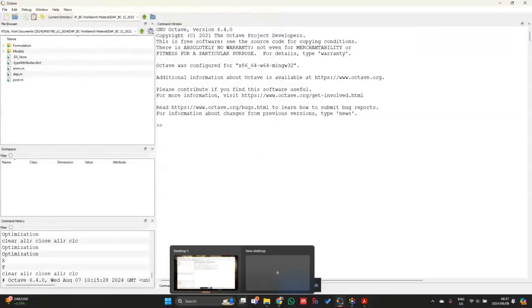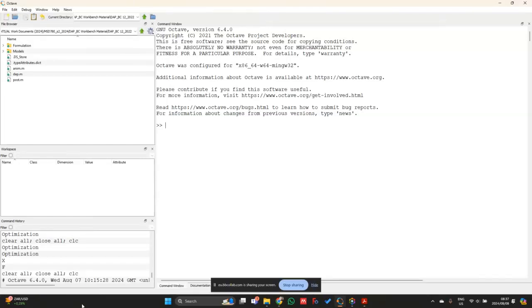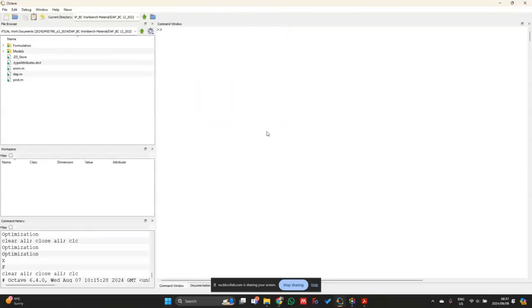Okay, so then we can just type in over here, first clear all, so that makes sure that there aren't any variables stored in your current version of Octave or your current run that you're performing in Octave. Then you can also say close all, so that just makes sure that if there are any figures open, it will then close those figures. And then finally, we can also say CLC, so that will just clear this command window as well. Then I can hit enter.